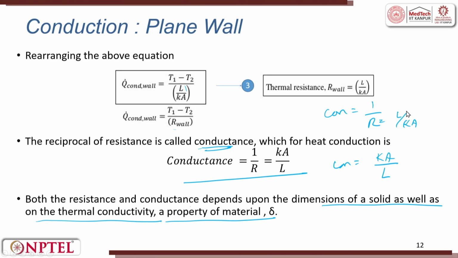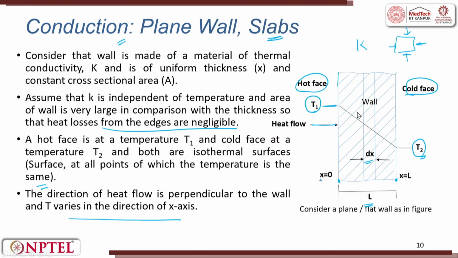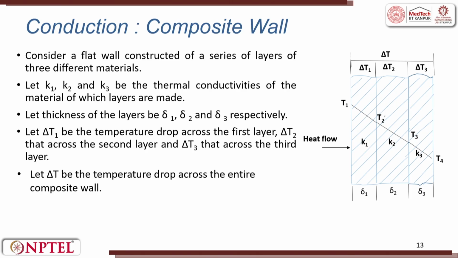Both the resistance and the conductance depend upon the dimensions of a solid as well as on the thermal conductivity. Now, this example was a single homogeneous material. What I want now is to have multiple materials. For example, like a sandwich, you have bread on top, something in between, then bread on the bottom. Each of these materials has its own property. That is what a composite slab is.